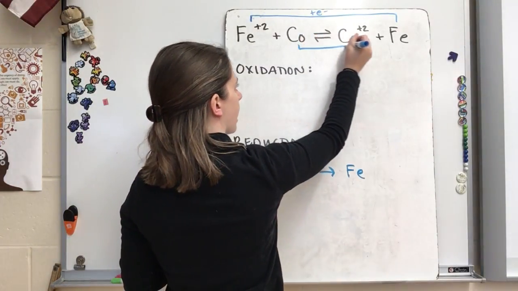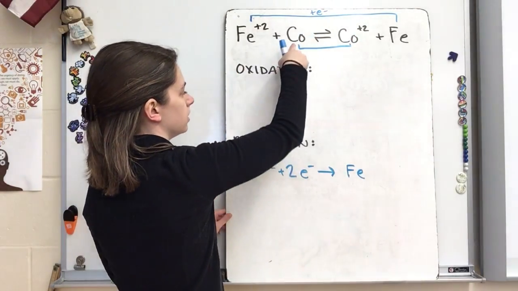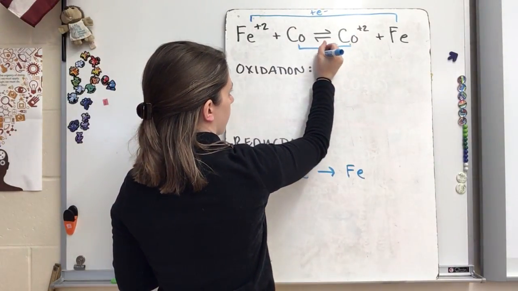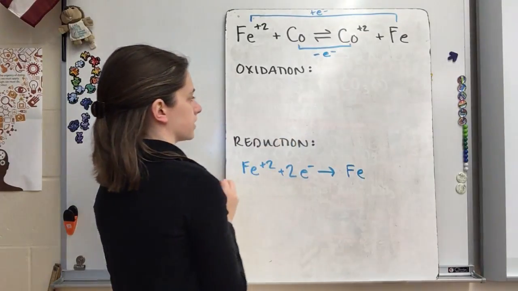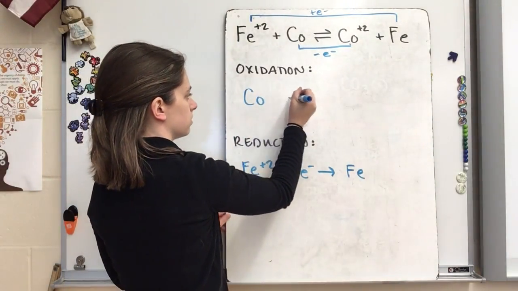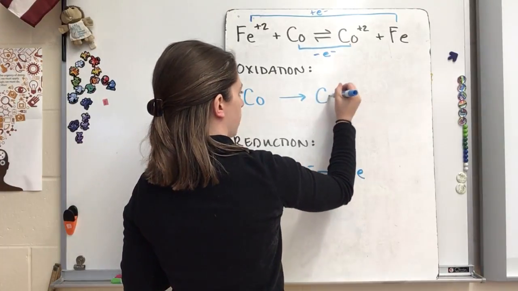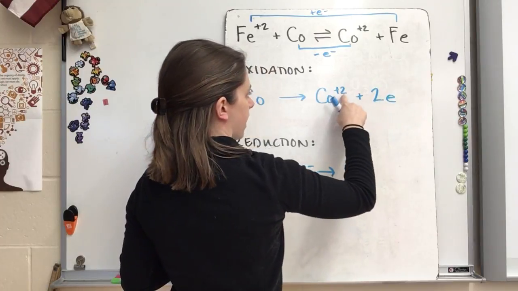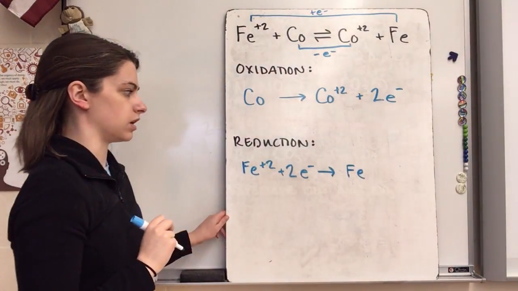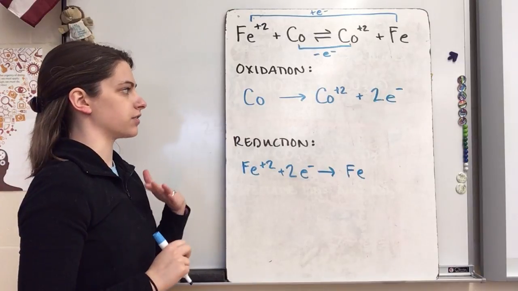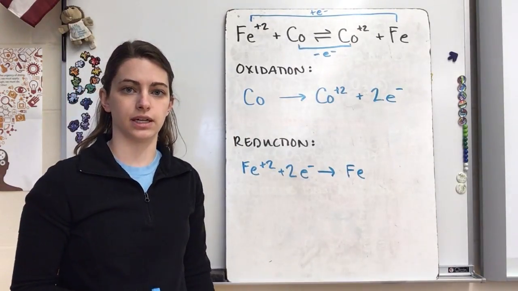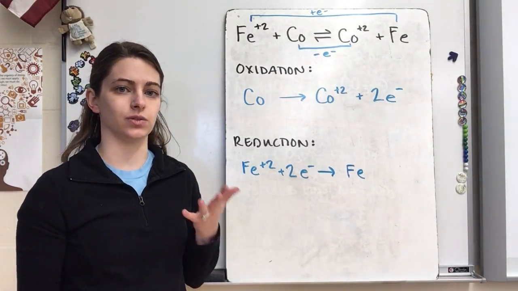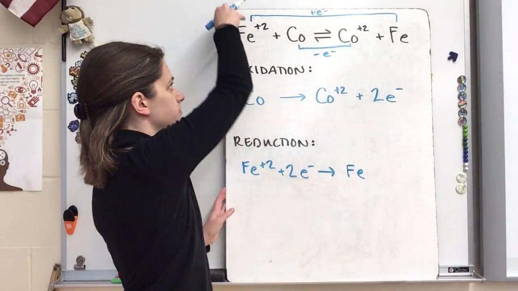Now, my other half is going to be my oxidation half reaction. So in order to go from a neutral to a positively charged ion, we know that we need to lose electrons. So I'm going to start with cobalt and then it's going to turn into cobalt ion with a +2 charge. And then in order for it to have a +2 charge, I need to lose 2 electrons. So my oxidation half reaction is written and my reduction half reaction is written. And that's it. So you just have to keep in mind what happens to the charges when we gain and lose electrons, because that's what you're going to be looking at.